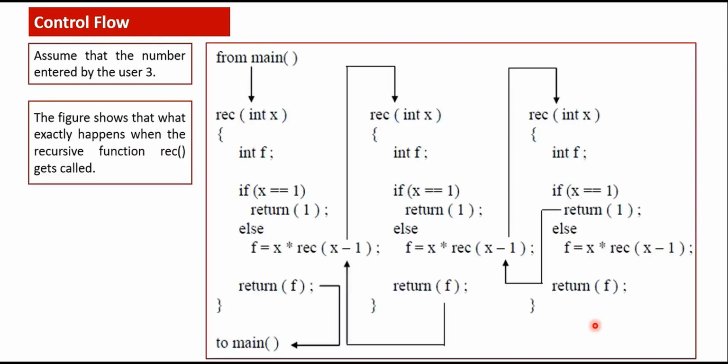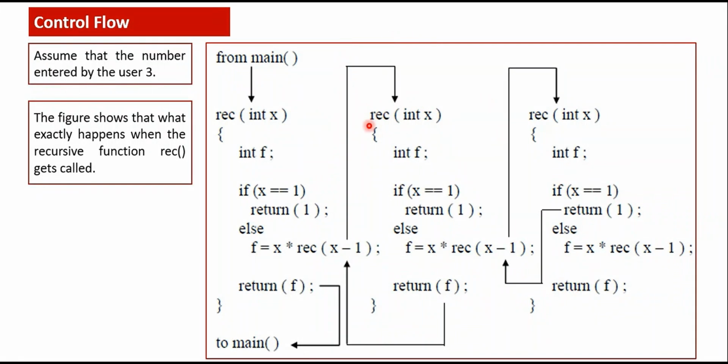Now this figure shows what exactly happens when the recursive function gets called. So let's start with 3. From main we have the value for this function call, so recursion integer x is equal to 3. Now it comes to the body of the function. Is x equal to 1? No, so this condition fails. Let's come to f equal to x multiplied by recursion of x minus 1. So f equal to x multiplied by recursion of 3 minus 1, which is recursion of 2. So we have to see the value of this particular expression. For that we have to get back to this function call. So it just jumped again to the recursion function.